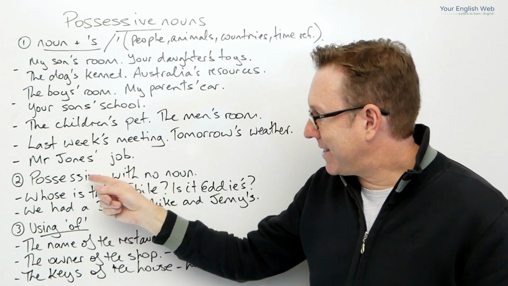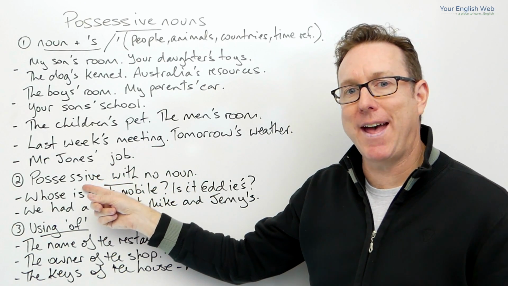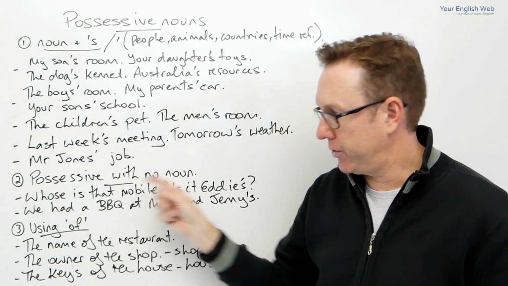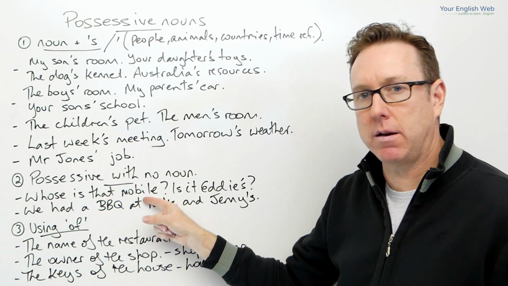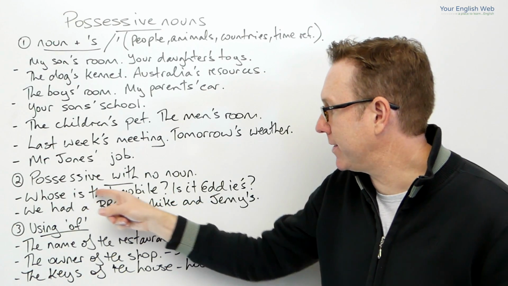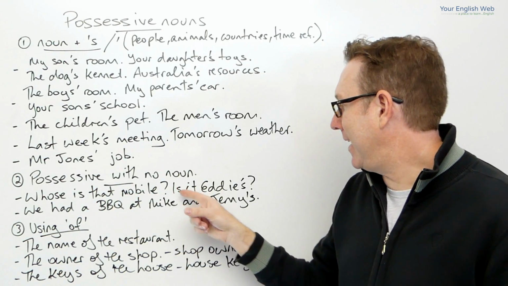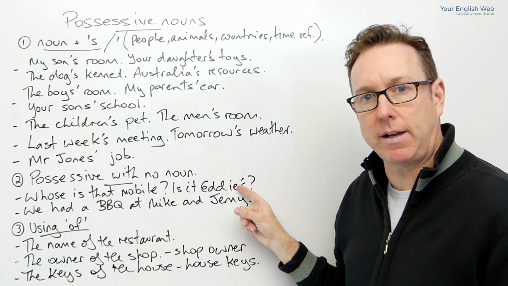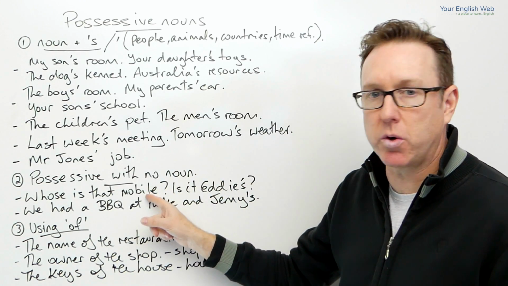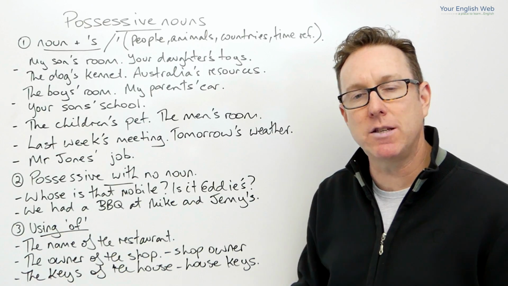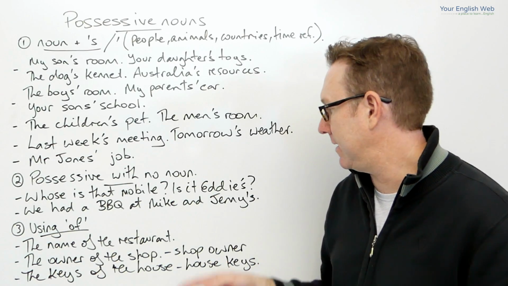Now, possessive with no noun. So look at these examples. Whose is that mobile? Telephone, of course. Whose is that mobile? Is it Eddie's? Okay. Now there's no noun here, but we know that we're referring to a mobile, so there's no need to put it into that particular sentence, okay?